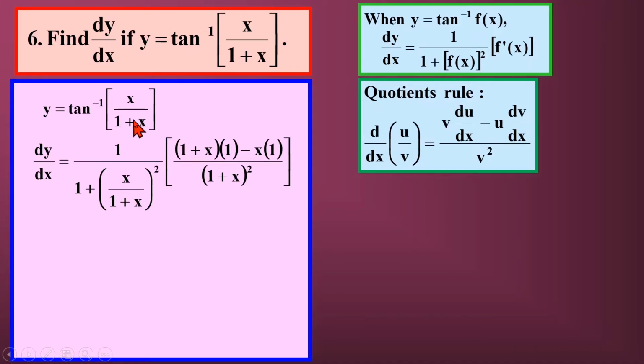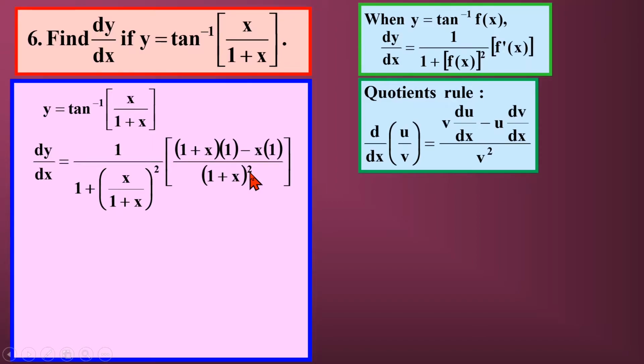So I will copy v, so it's 1 plus x, and I will write it on top. Differentiate u, so my u is x, differentiate x, I get 1. Then I have minus here. Minus u, so my u is x, so I copy the x. Differentiate dv over dx, which for this case is 1 plus x, I differentiate 1 plus x, I get 1. Divide everything by v squared, so v is 1 plus x, so it's 1 plus x squared.